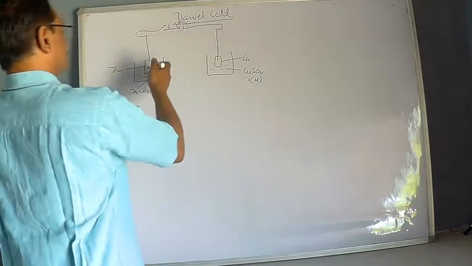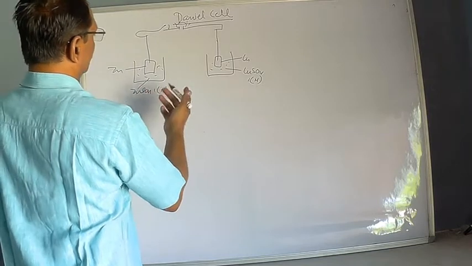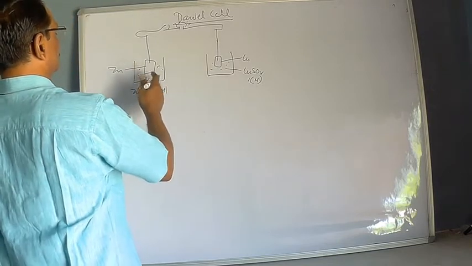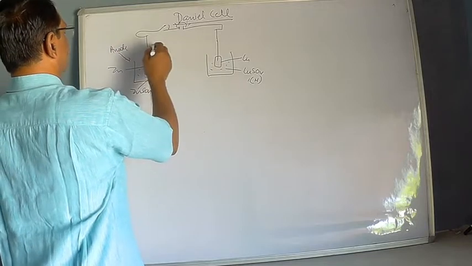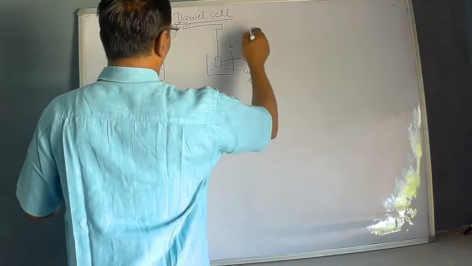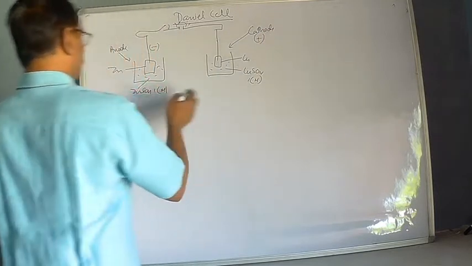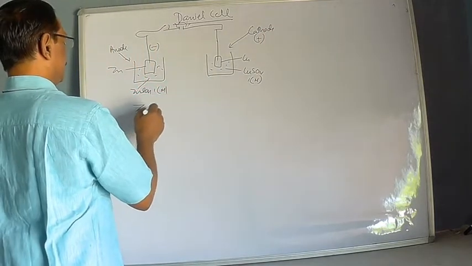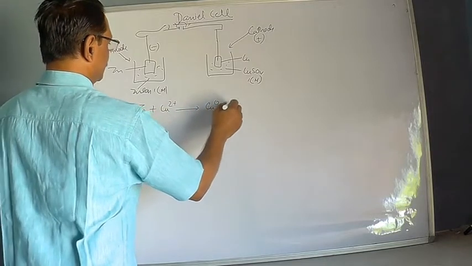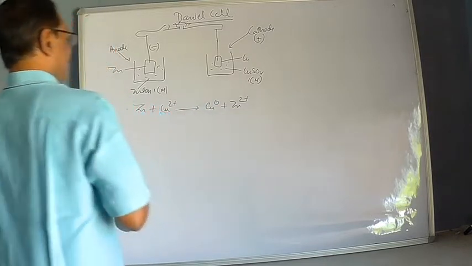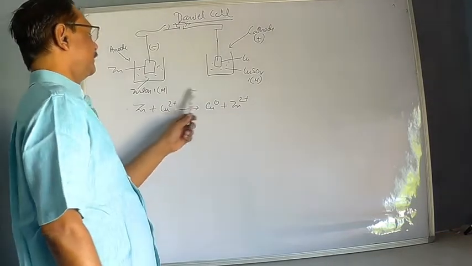Then we discussed their nature, negative and positive. So class, this was my anode, it was negative here. This was my cathode, it was positive here. And we got the overall cell reaction: Zn plus Cu2+ giving Cu0 plus Zn2+. So zinc was getting oxidized and copper was getting reduced.